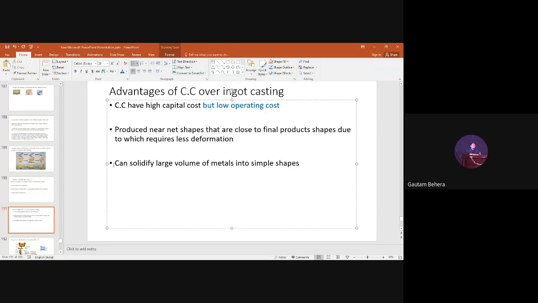Then this is another important point. It can solidify a large volume of metal into a simple shape. So a large volume of metal can be solidified by giving a simple shape. We can deal with a large volume of metal. So this is another important advantage of this continuous casting process.